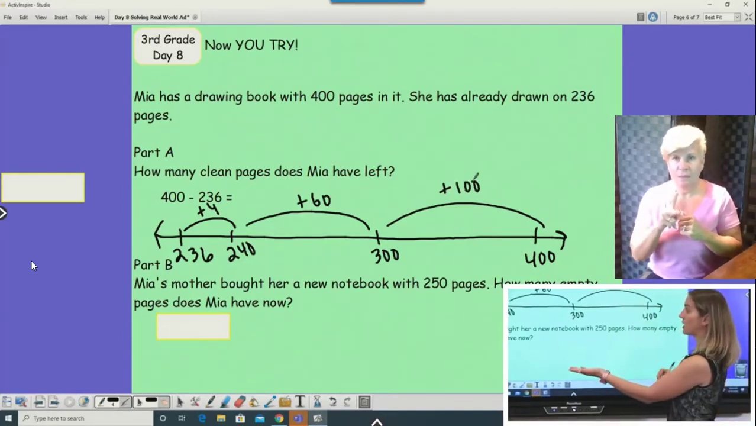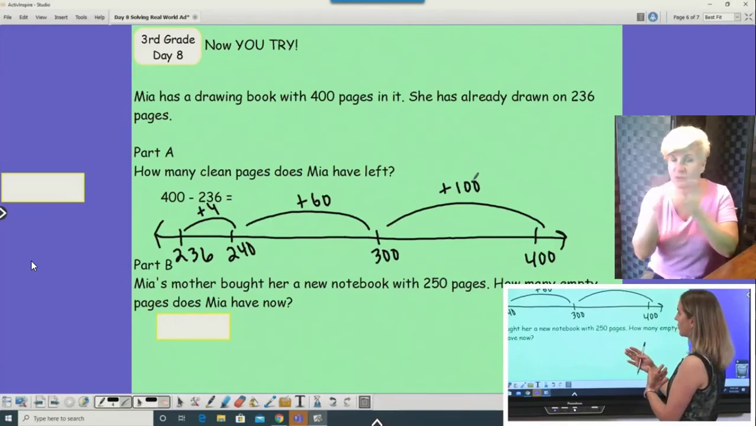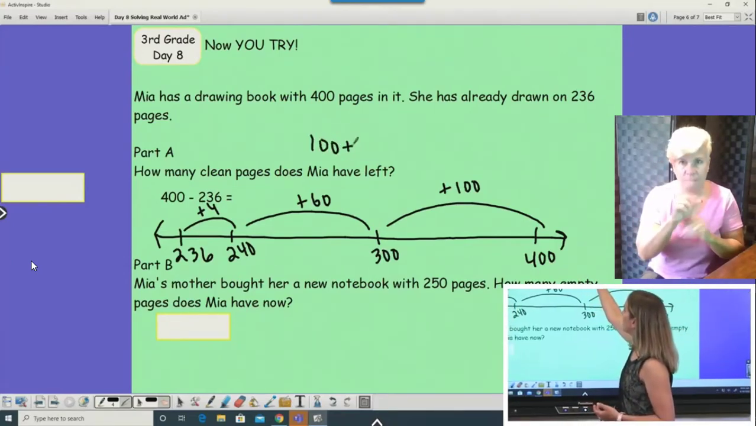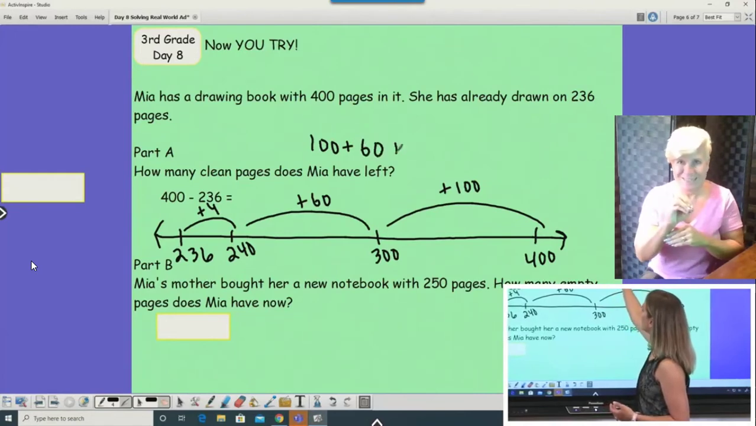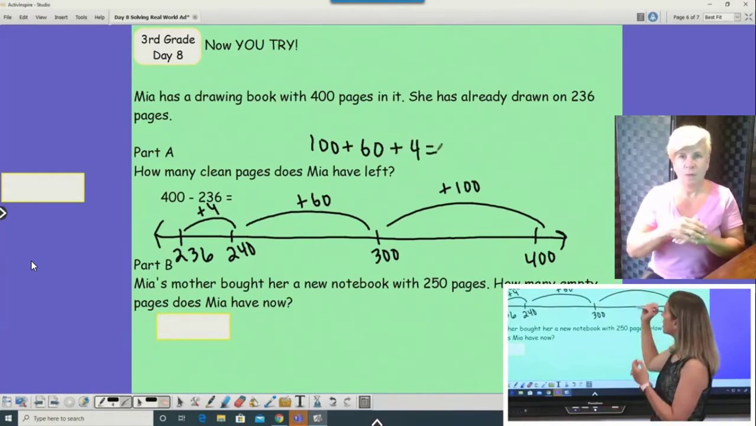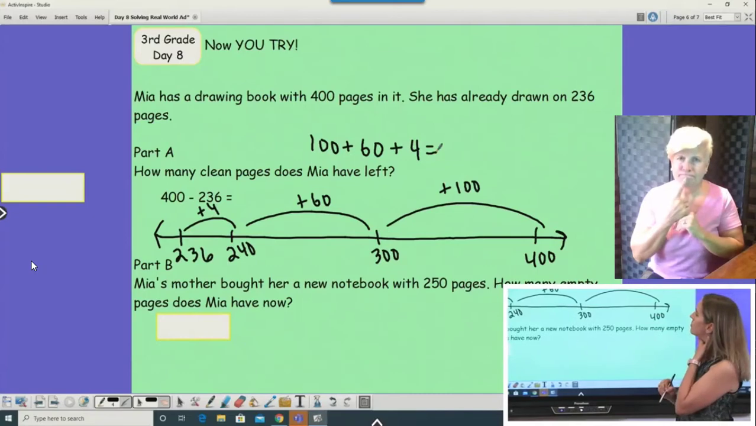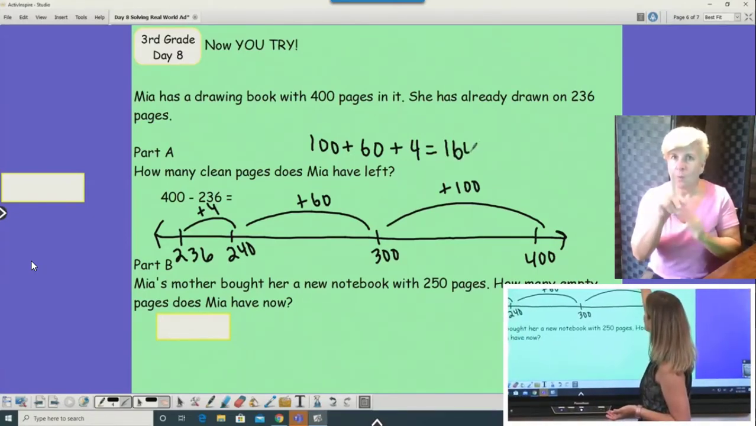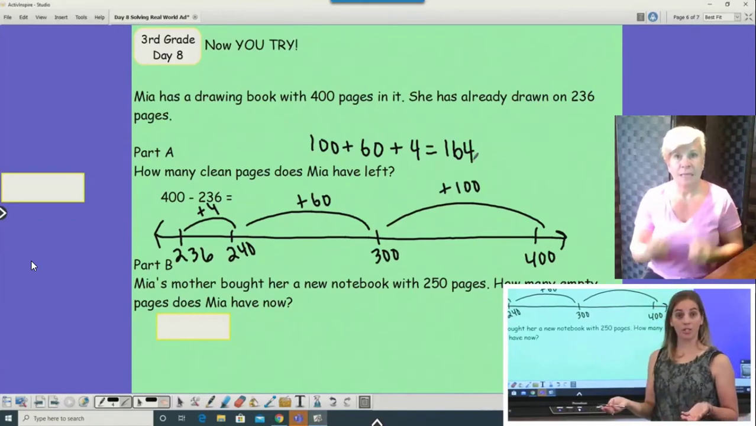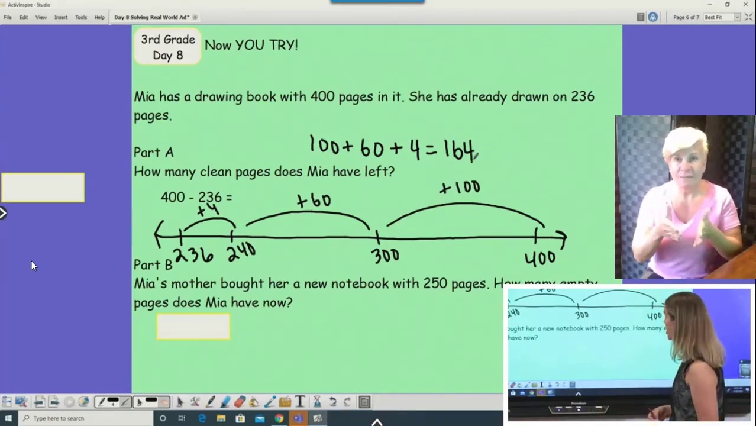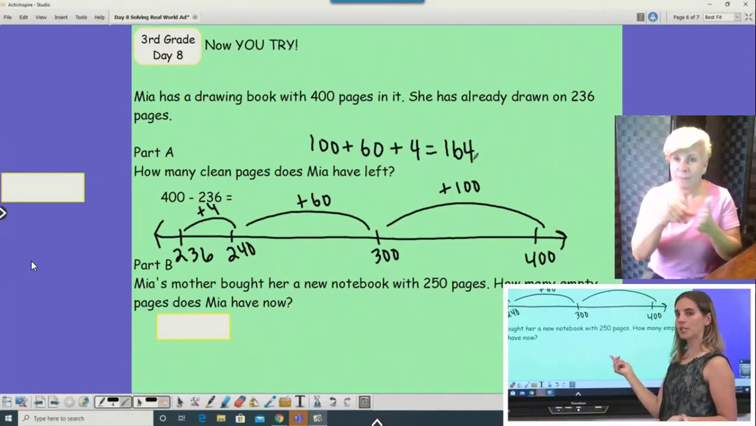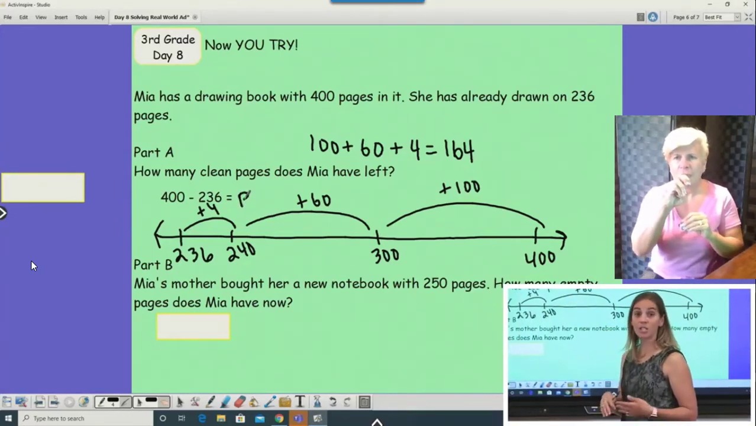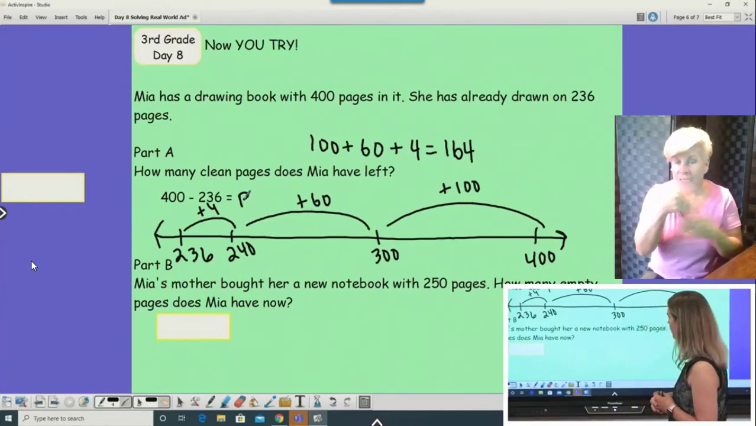Okay, so let's put all these together. Let's rearrange them and put the hundreds first. So I'm going to do 100 plus 60 plus 4. 100 plus 60 plus 4 is 164. So how many clean pages did she have? Perfect. She had 164. I'm wondering, did you put a variable here? Maybe P for pages or C for clean, something like that?